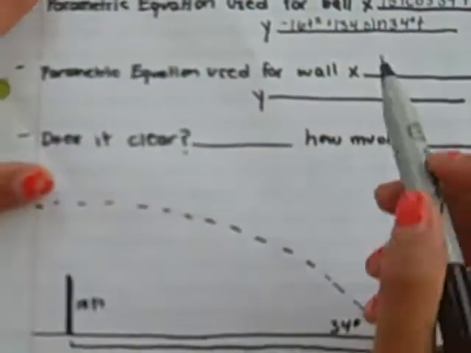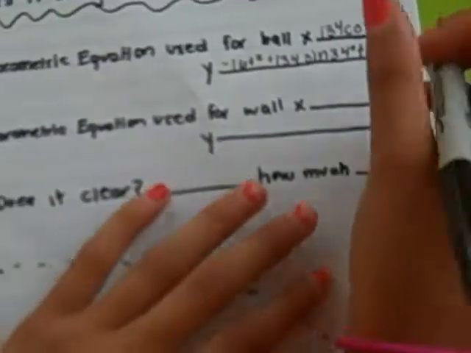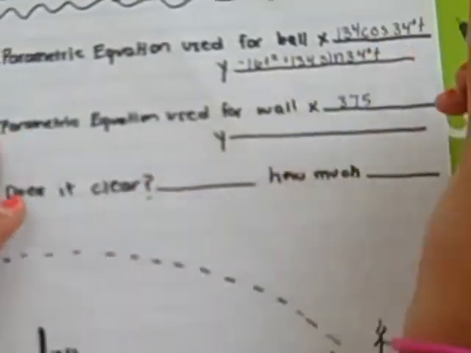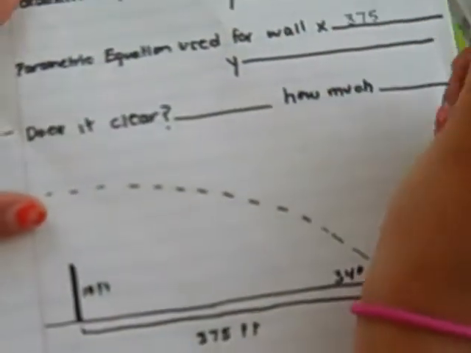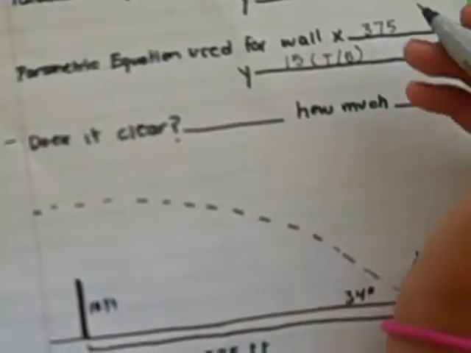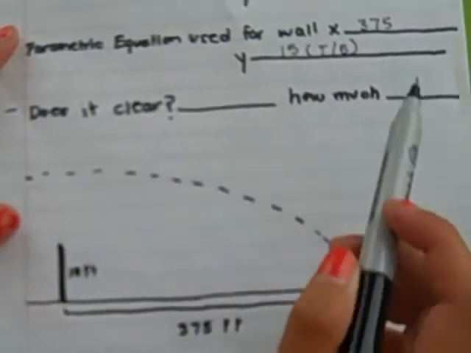And then the parametric equation for the wall is going to be 375, which makes sense because it's 375 feet away, and then y is 15 times t divided by 5, and the t divided by 5 is our t-step, and then we're going to figure out whether it clears it or not and by how much.